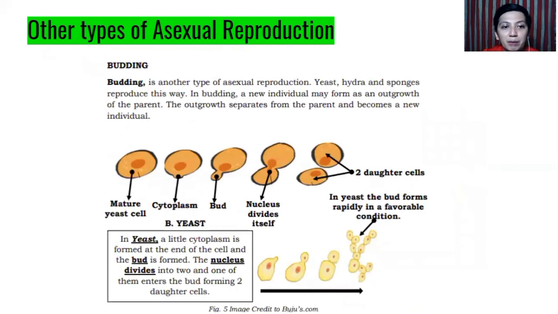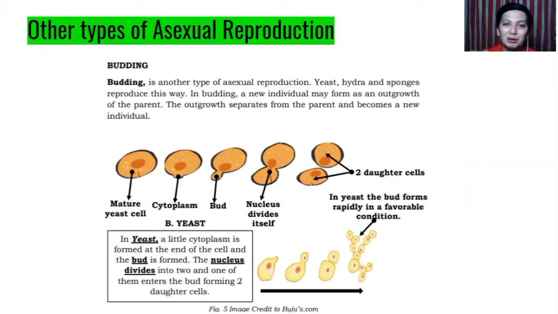So number two, we have budding. Budding is another type of asexual reproduction that is commonly found in yeast. Hydra and sponges reproduce this way. So in budding, a new individual may form as an outgrowth of the parent. The outgrowth of the parent separates from the parent and becomes a new individual.